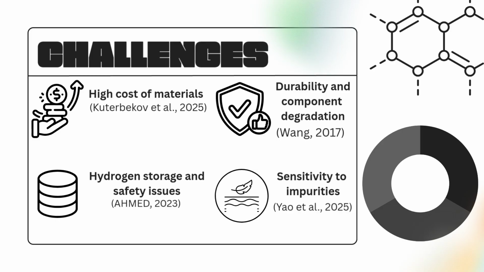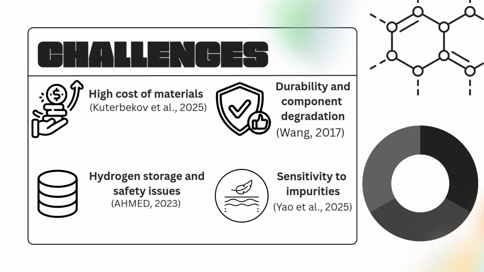Second, fuel cell durability remains a major issue. Over time, the catalyst can degrade, the membrane can weaken, and the system can be damaged by temperature and humidity changes. This reduces performance and shortens lifespan, thus affecting reliability.